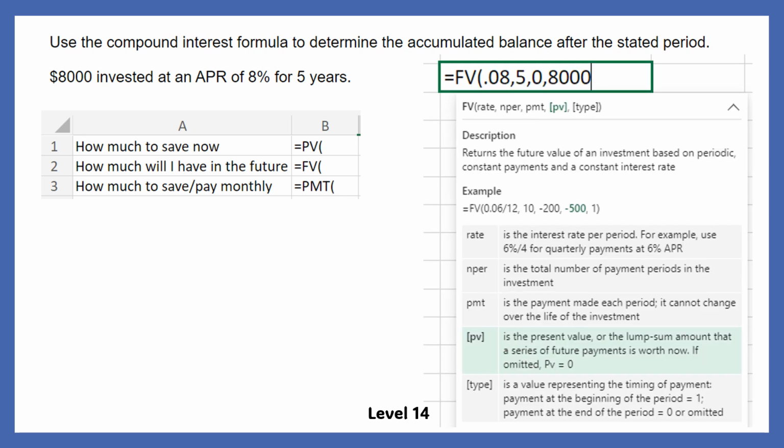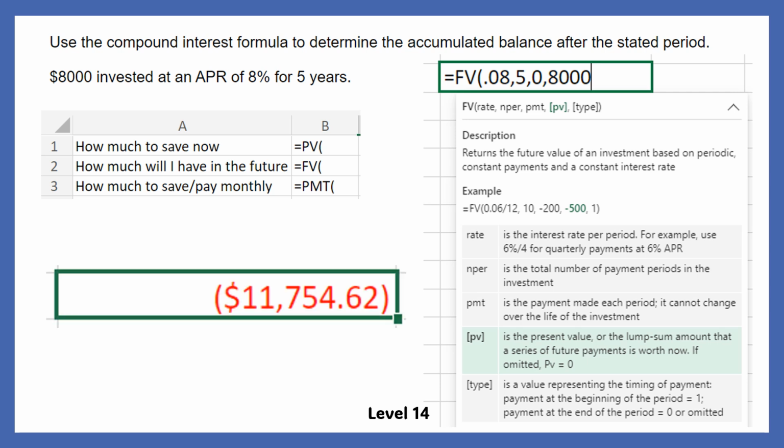And when you use Excel, it lays it out for you, and it gives you hints as you're typing it in. So I'd start by typing the equals FV and then the parentheses, and then it'll walk me through the rest. You can see I have to put my rate and then my number of periods, which is just, in this case, 5 years. I'm not making monthly payments in this case, so I'm going to put 0 for PMT. And then lastly, I'm going to put my PV, my present value, my lump sum that I have in the present, which is $8,000. When I put all that in, I can press enter, and it gives me my answer as $11,754.62. So if I put $8,000 invested at 8% for 5 years, compounded annually, it'll give me that result.